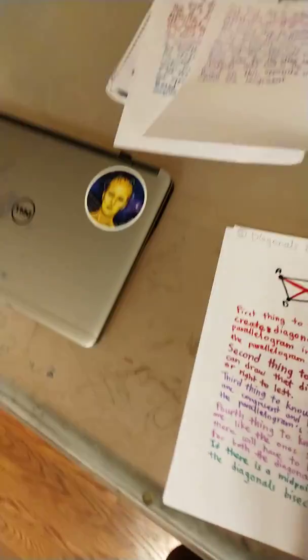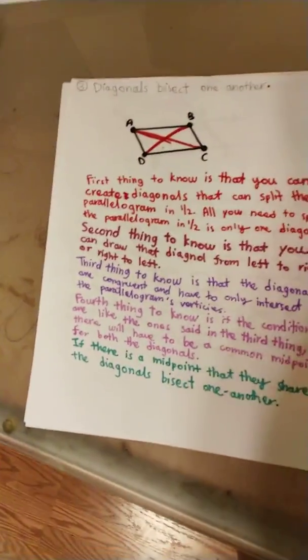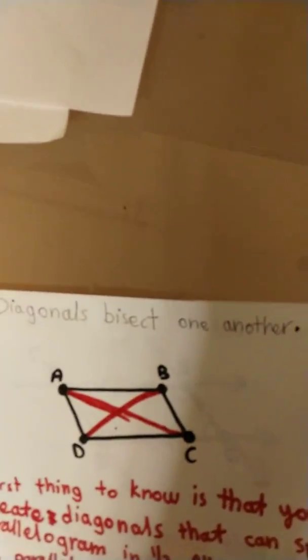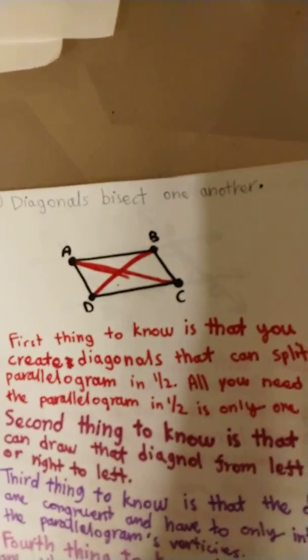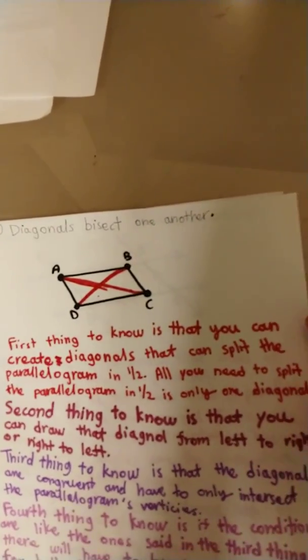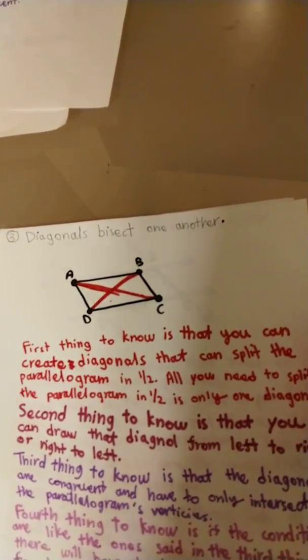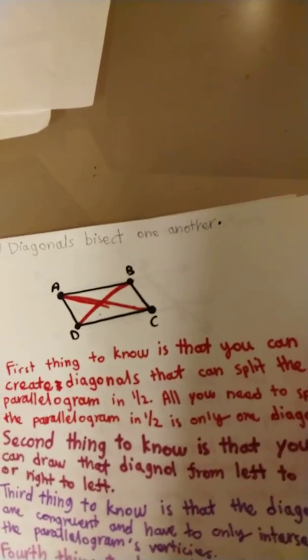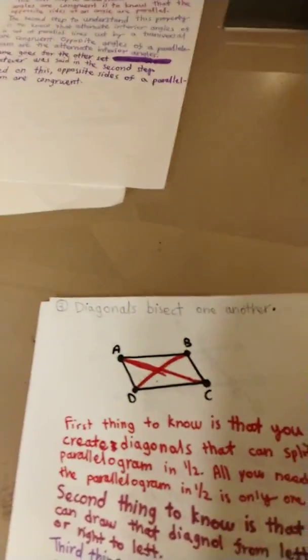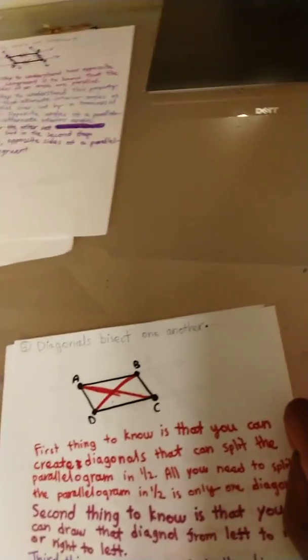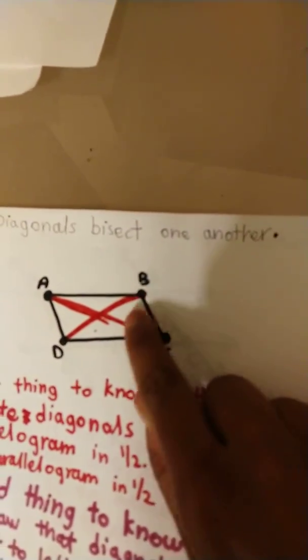And anyway, number 3, which was the hardest: diagonals bisect each other. The first thing to know for this step, which is written in bloody red, is that you can create diagonals that split the parallelogram in half. All you need to split the parallelogram in half is only one diagonal. To split it in half this way, you only need one, and to split it in half this other way, you only need one.